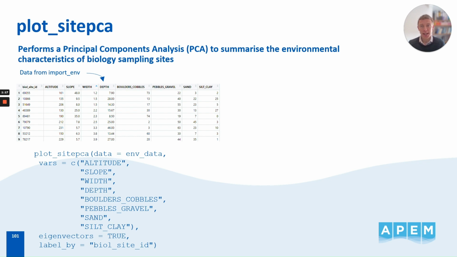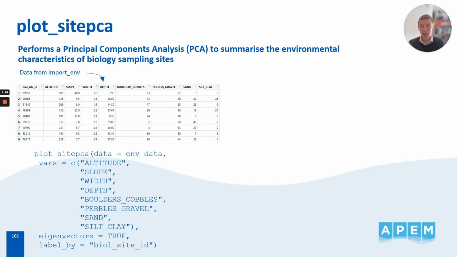Here we are going to take the site level environmental data that we obtained using the import env function and perform a principal components analysis, which is a way of summarizing a large number of environmental variables down to a smaller number of uncorrelated axes. This provides a really simple and visual way of mapping out sites to identify how similar or dissimilar they are with respect to particular environmental features. And from this, we can identify any sites which might be fundamentally different, potential outliers from our data set.